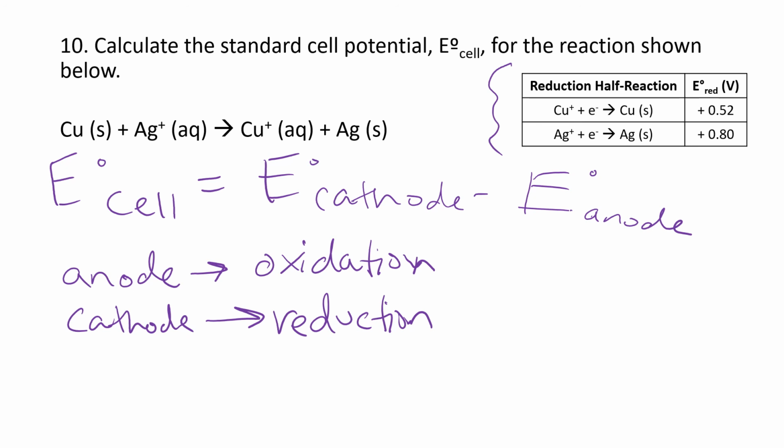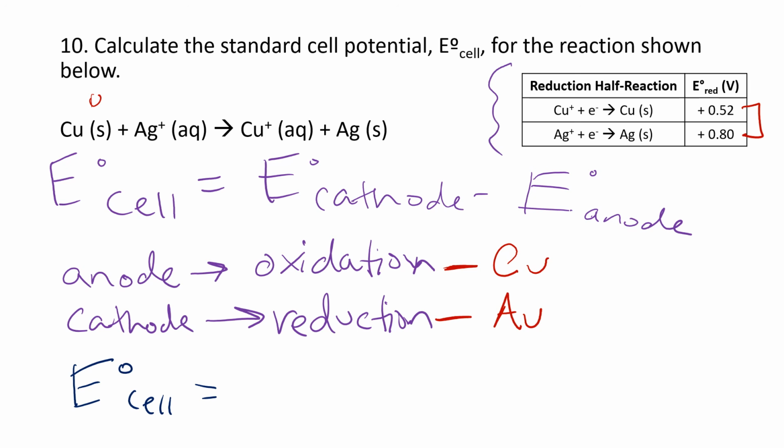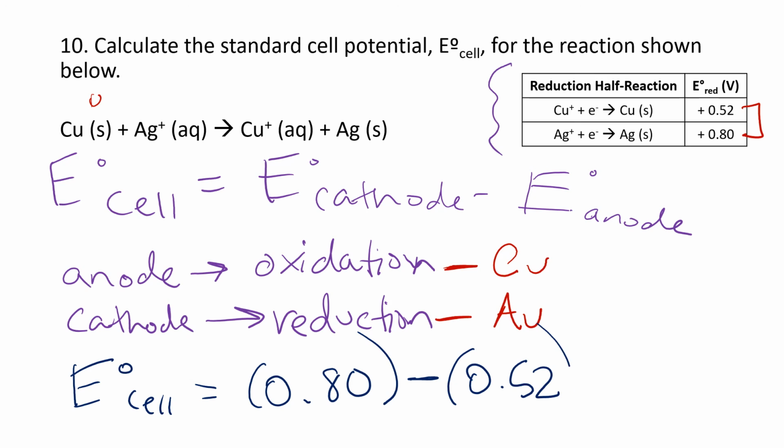So let's look at this equation. Copper is going from a charge of 0 to a charge of +1. So copper is being oxidized, so copper is going to be the anode. And then silver is going from a charge of +1 to a charge of 0. So it's gaining 1 electron. So silver is being reduced. So I'll just look over here and pick the values for those two and plug that into this equation. So E cell is equal to my cathode, that's my silver, minus my anode. So I get 0.28 volts.